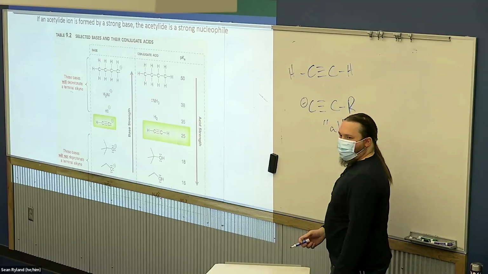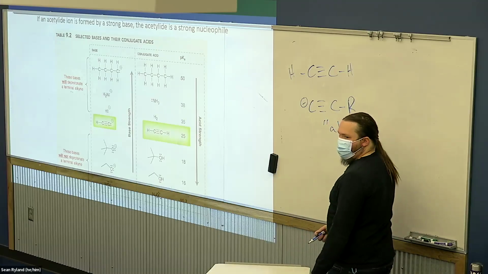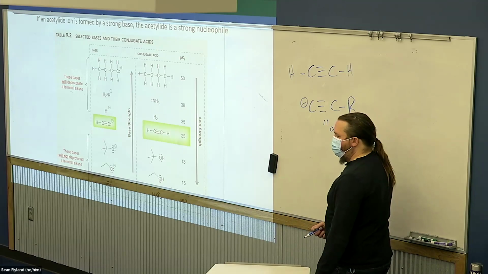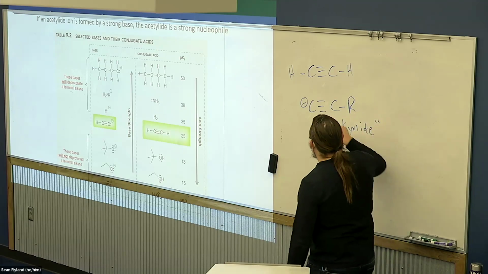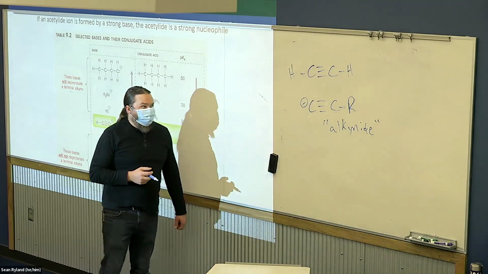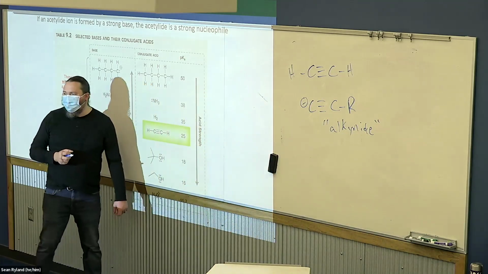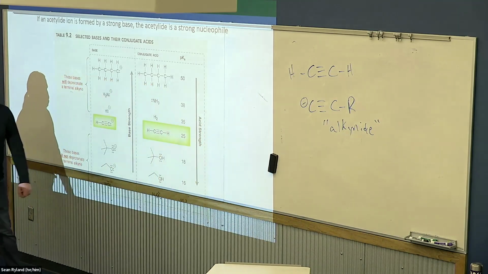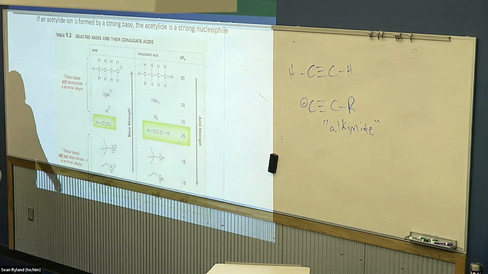Basically, just drop the E from alkyne and put an "ide" on there to show that it's got a negative charge. I tend to call every alkyne that's been deprotonated an acetylide. It's not technically correct, and that's probably not even a common thing.